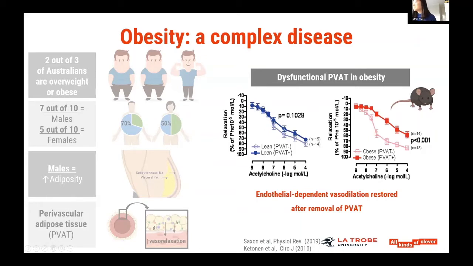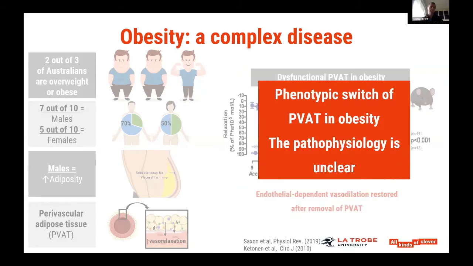So in this study on the right-hand side here, we see that in the blue graph in lean mice, vascular function remained the same whether the PVAT was left on or off. In the red graph, however, in obese mice, when the PVAT was left on, it resulted in poor vascular function. This emphasizes that there is a dysfunctional role of the PVAT that is known to contribute to endothelial dysfunction.